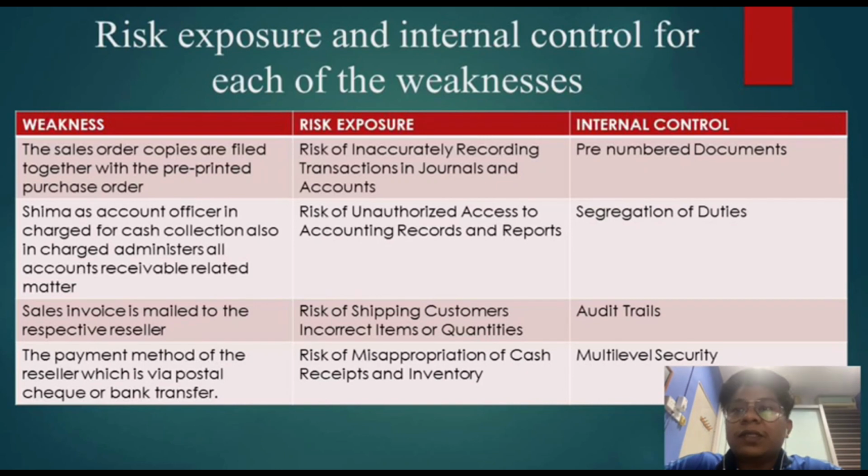Today I will be presenting about risk exposure and internal control for each of the weaknesses. For the first weakness, the sales order copies are filed together with the pre-printed purchase order. So the risk exposure is a risk of inaccurately recording transactions in journals and accounts. The accounting records have many types of files, such as the documents, journals or ledgers that are used in the transaction cycle.